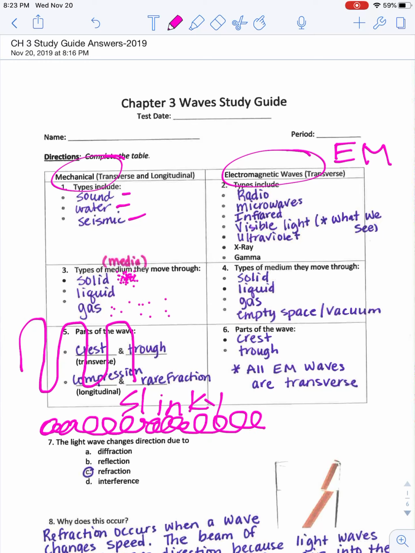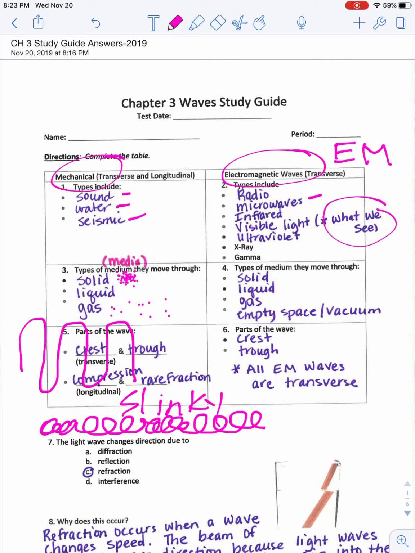Okay, so our electromagnetic waves. There are 7 of them. We are going to study them in more detail in Chapter 4, but we have radio, microwaves, infrared, visible light, which is what we see. It's the only EM wave that we can see. We have ultraviolet, X-ray, and gamma.